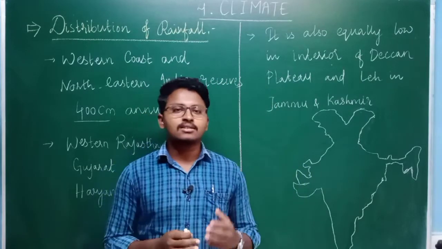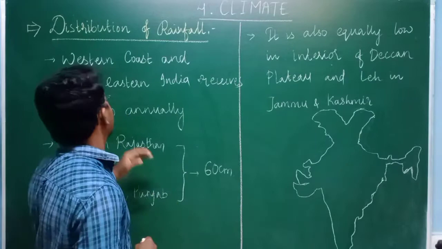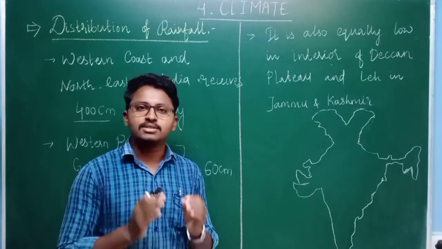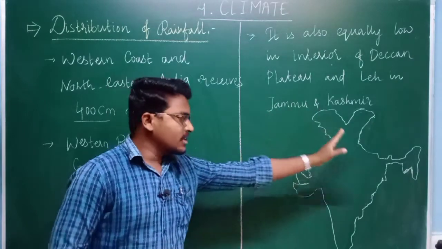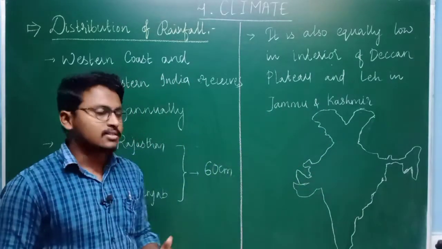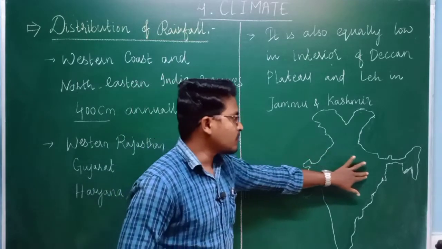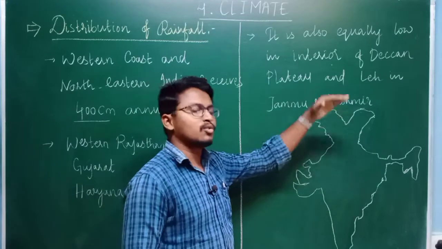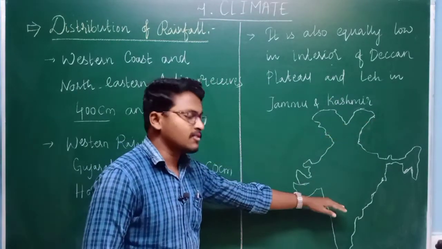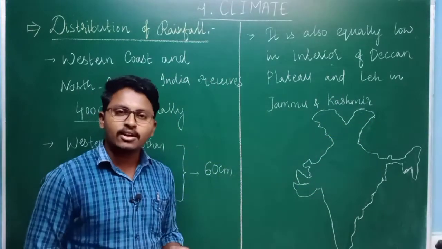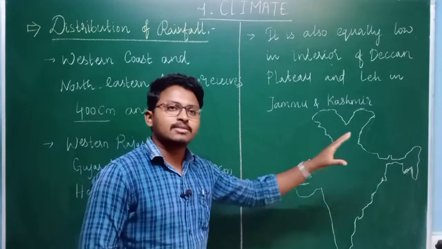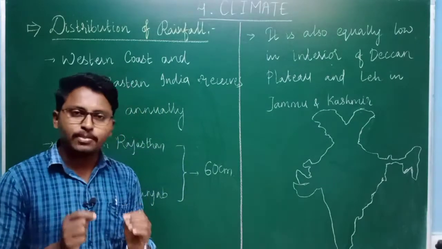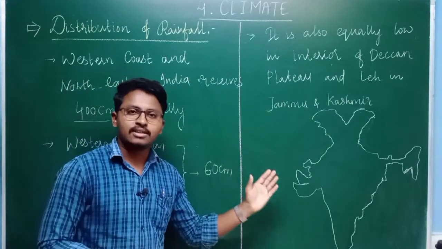Now the last concept of this chapter is the distribution of rainfall. That means how the monsoon distributes rainfall over the different regions of the country. As we have discussed about the monsoon trough, which normally lies in this particular region, sometimes it might shift towards the northern part or towards the southern part. Depending upon this, the rainfall brought by the monsoon winds may vary from place to place. So let us see which places receive more and which places receive less.